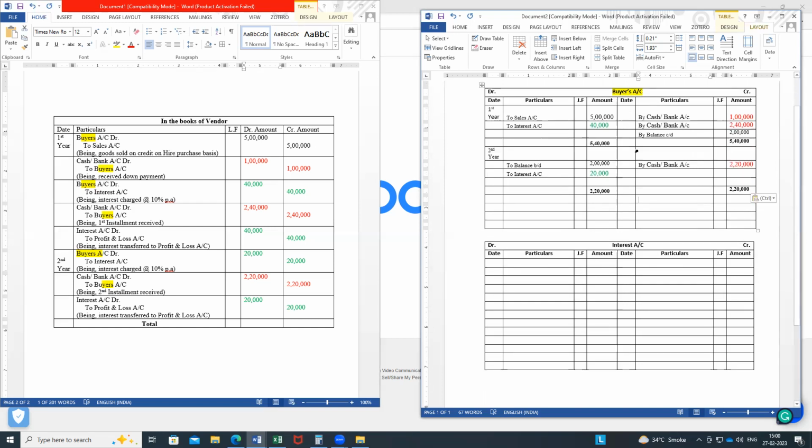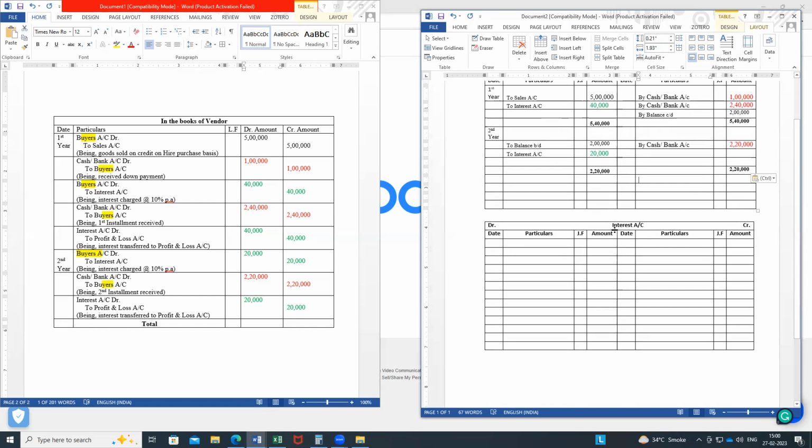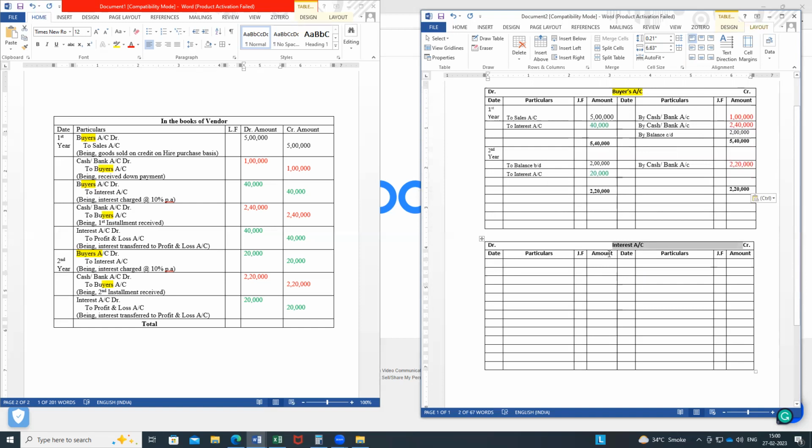Now it's time to do the last ledger account, which is prepared in the books of the vendor. Vendor sirf do hi account prepare karta. Ek buyer's account. Why? In order to check what is the balance amount which is left with the buyer. And the next account that the vendor, that is the seller, prepares is the interest account, in order to know how much interest he has earned while dealing in hire purchase agreement.